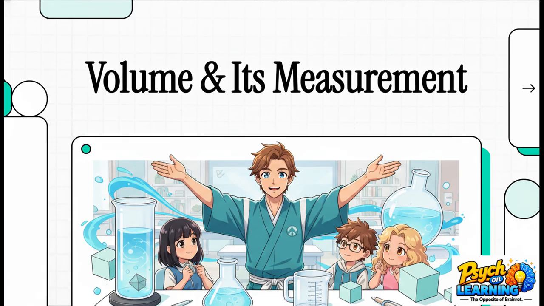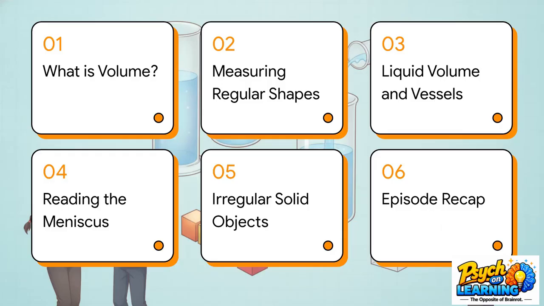Today, we're going to unlock the secrets of a really important scientific concept, and that is volume. Seriously, by the end of this lesson, you're going to see the physical world around you in a totally new way, because you'll know exactly how to figure out how much space everything takes up. Now, don't worry if this sounds a little complicated at first. We've got it all broken down into simple, bite-sized steps. Our roadmap for today covers what is volume, measuring regular shapes, liquid volume in vessels, reading the meniscus, irregular solid objects, and then a quick lesson recap.